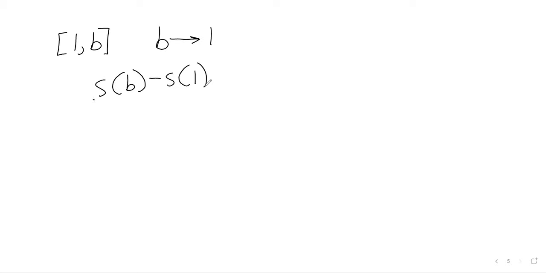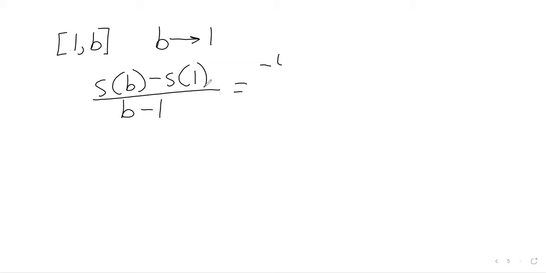We're looking at the average rate of change over this interval. We're asking what happens as B gets closer and closer to 1, but B isn't allowed to equal 1. That would give us a division by 0 error. S of B minus S of 1, all divided by B minus 1.